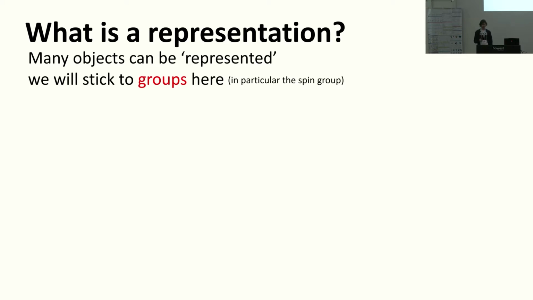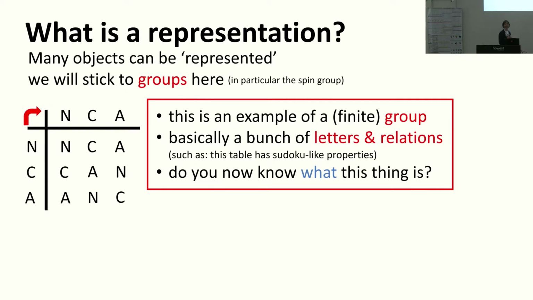Now, what is a group? Well, this is a group. This is a finite group. So what is this? That's a bunch of letters. This is algebra. It's just letters. And, well, I would say a boring Sudoku, which represents relations between these letters. This is a group. But my question to you now is, do you know what this is?